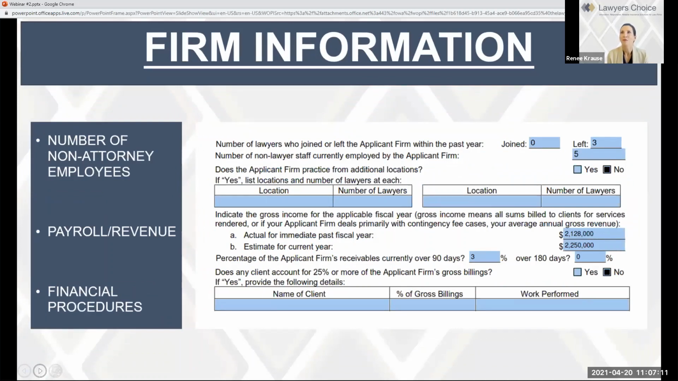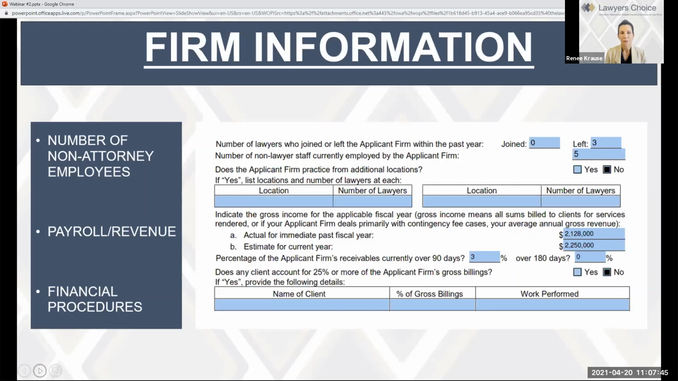Okay, continuing with the firm information: number of non-attorney employees, payroll, revenue, and financial procedures. So something to know about these questions, the underwriter here is trying to determine if your firm is in line with ratios that are what they consider normal for what they want to underwrite. So when they're asking number of non-attorney employees, they're comparing that to the number of attorneys that a firm may have to make sure that the ratio is in alignment.